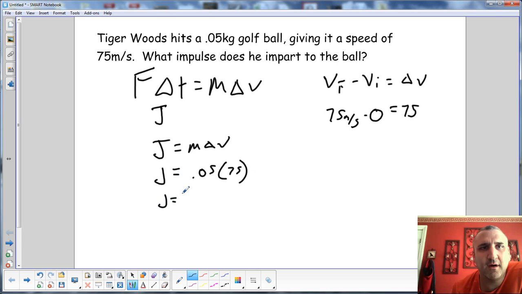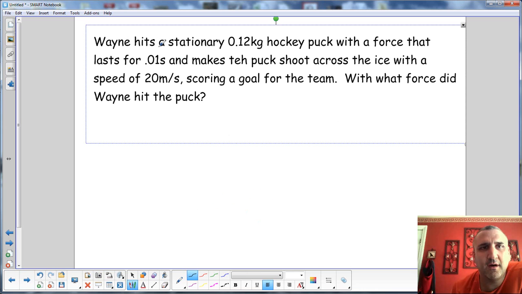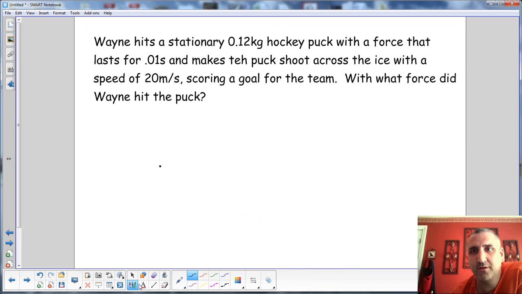Next, we're talking about Wayne Gretzky, the great one, as it were. Wayne hits a stationary hockey puck, so again the initial velocity is going to be 0, and the final velocity is not 0. With a force that lasts for 0.01 seconds, he makes the puck shoot across the ice at a speed of 20 meters per second, scoring a goal for the team. With what force does he hit the puck?